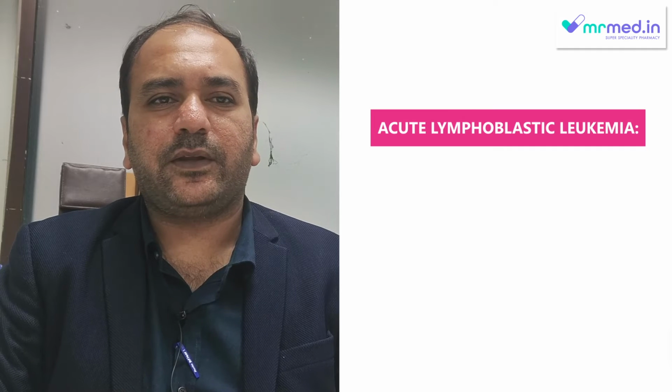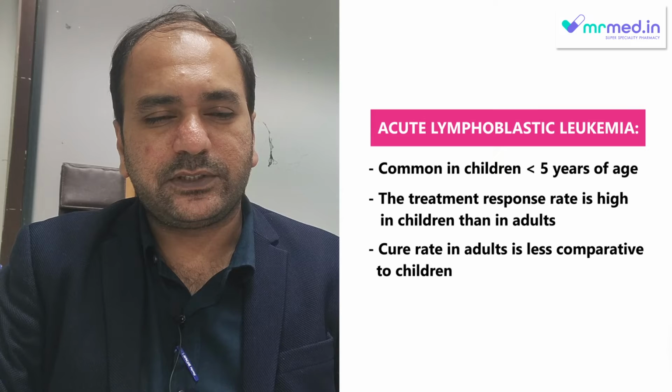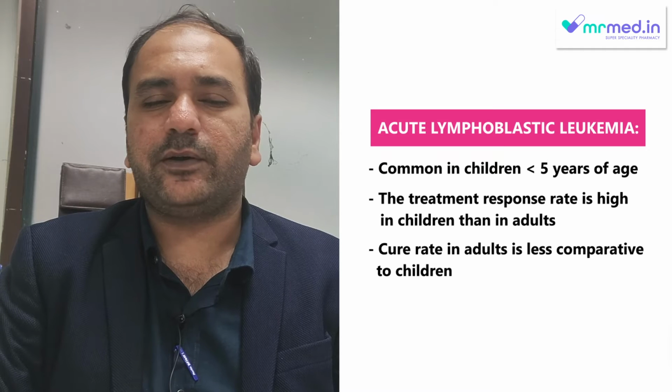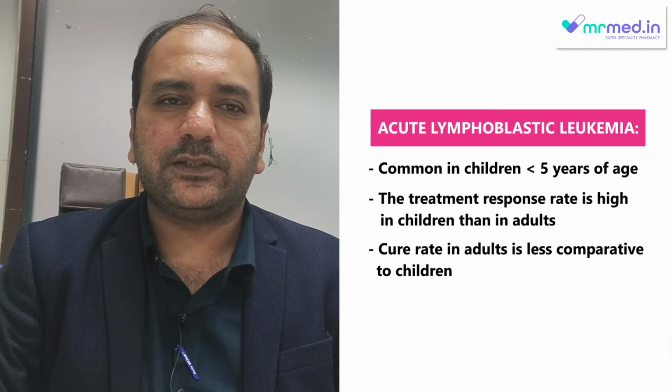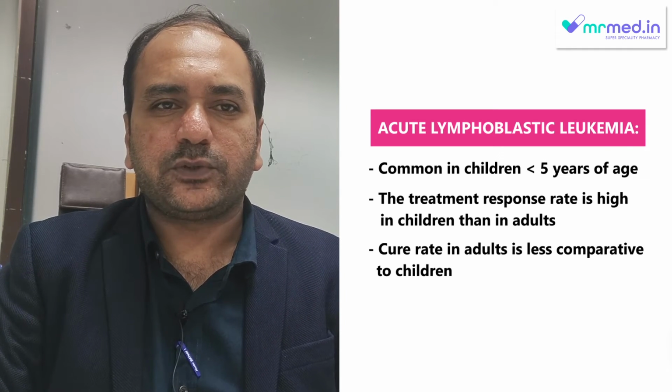Acute lymphoblastic leukemia is generally seen in a younger age group, especially in children under the age of 5 years. With respect to diagnosis and treatment, they respond very well. Children do very well with acute lymphoblastic leukemia with available treatment options. Whereas in adults, the incidence of acute lymphoblastic leukemia is very less, and generally the response to the treatment is not as good as in children. In children, we can achieve a complete 100% cure rate. In adults also, we can achieve 100% cure rate, but the percentage of them achieving it is relatively less compared to children.